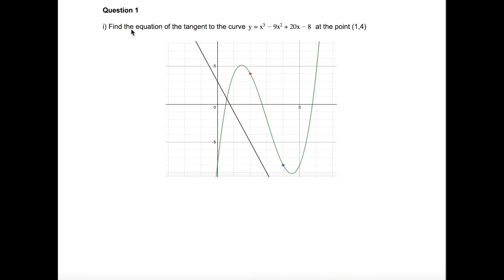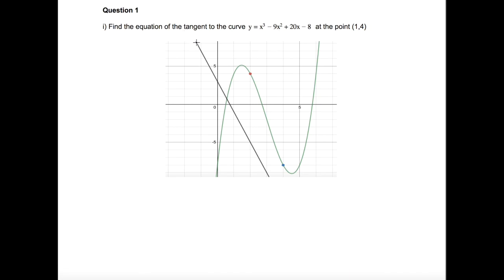Okay, so this question asks us to find the equation of the tangent to the curve y equals x cubed minus 9x squared plus 20x minus 8 at the point (1, 4). So ignore all the dots in this linear line for a second. The green line is the line y equals x cubed minus 9x squared plus 20x minus 8.